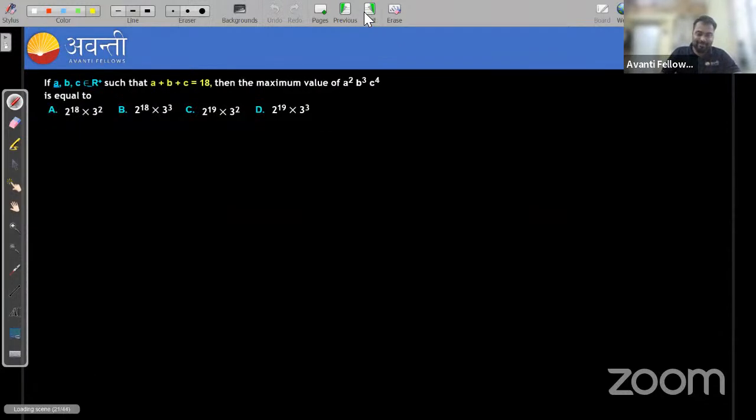Okay, the next question. It says, if A, B, C are positive real numbers such that A plus B plus C is equal to 18. Okay, this concept I haven't taught you.